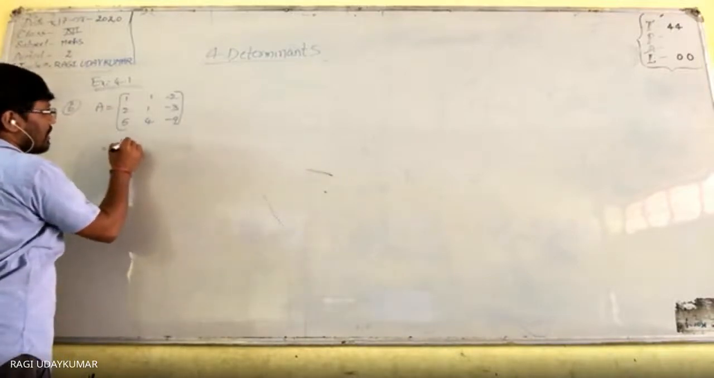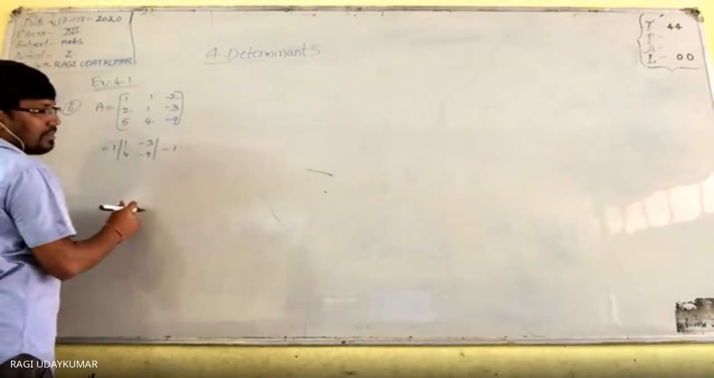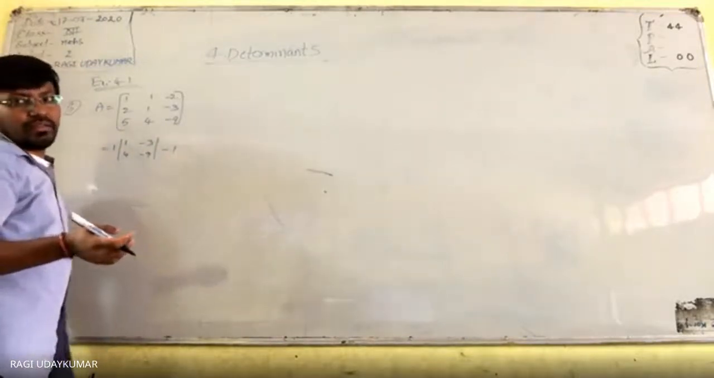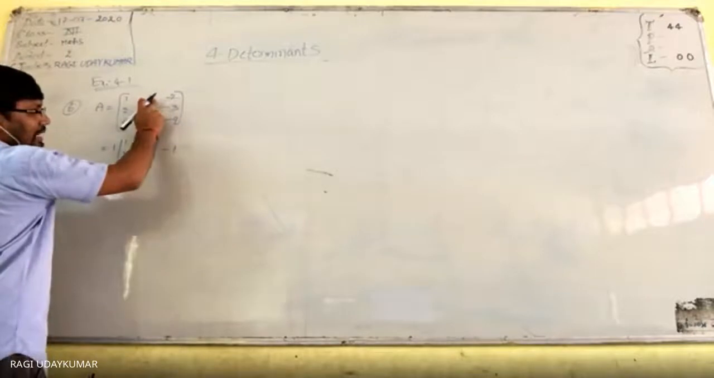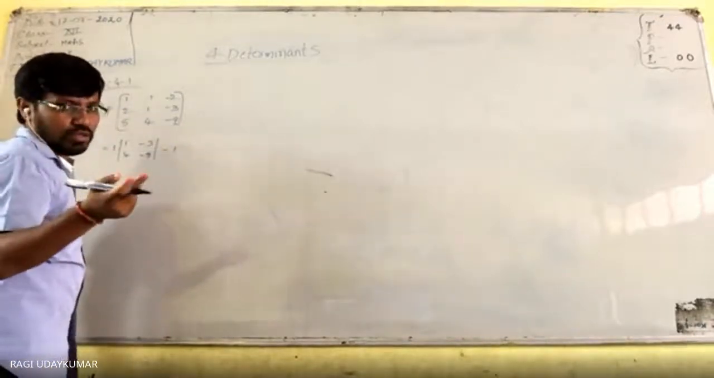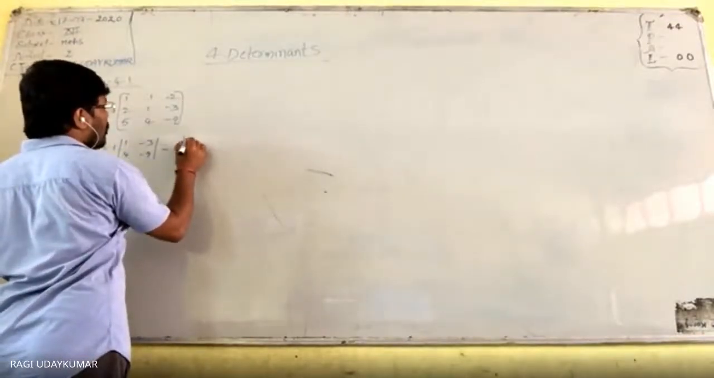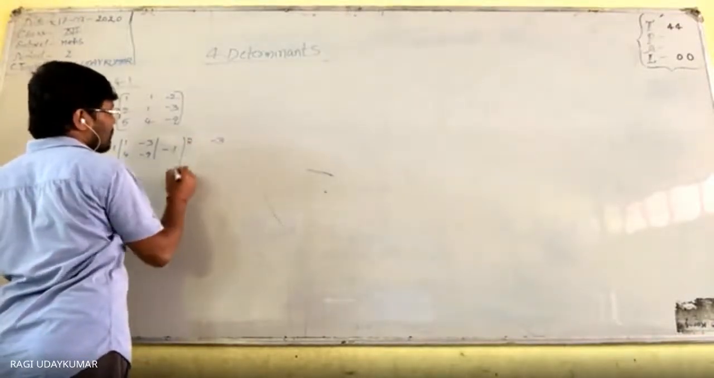1 times the determinant of 1, minus 3; 4, minus 9. Minus 1: I am directly writing minus, because minus 1 to the power of 1 plus 2 gives minus. So minus 1 into, delete this row and column. What do you get? 2, minus 3.